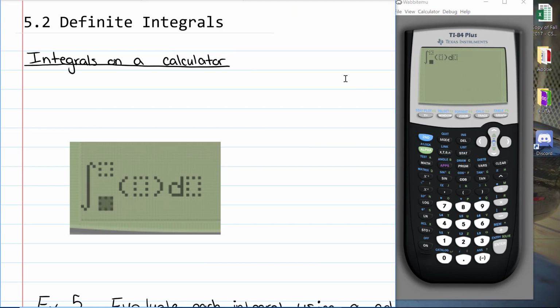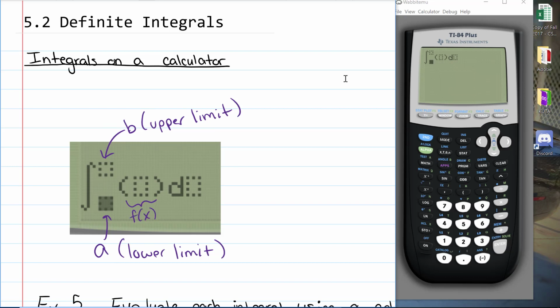So what you're going to want to do is figure out your limits. So on the calculator, remember that this represents A, or the lower limit. This represents B, the upper limit. This piece in here is going to be your f of x function, and this you're going to type x, which is your variable of integration. Now on your paper it might be t or s or something, but on the calculator you typically always want to use x.